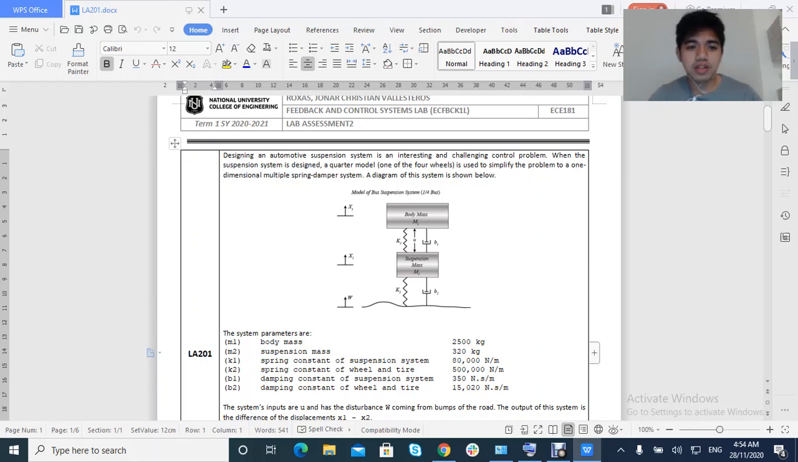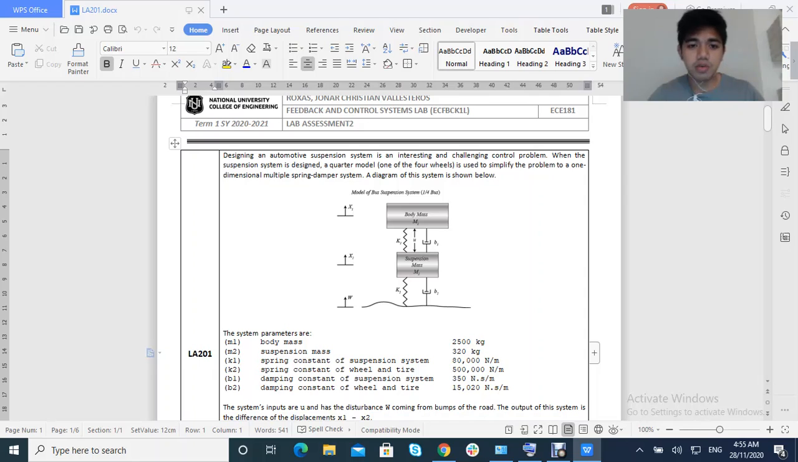The first question is: designing an automotive suspension system is an interesting and challenging control problem. When the suspension system is designed, a quarter model, one of the four wheels, is used to simplify the problem to a one-dimensional multiple spring-damper system. A diagram of the system is shown below. This is the diagram here.